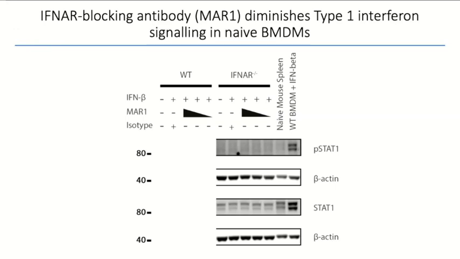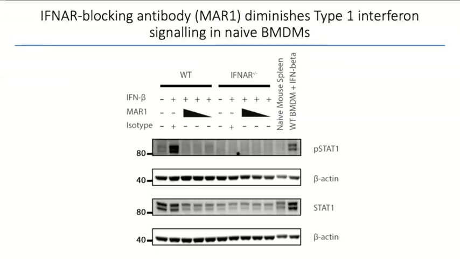If you focus on the lysates of IFNAR-deficient cells, you will see that there was no phosphorylation of STAT1 in response to interferon. This makes sense because these cells don't have a receptor that type 1 interferon can bind to. In contrast, wild-type cells treated with isotype control showed strong STAT1 phosphorylation, and this STAT1 phosphorylation could be almost entirely ameliorated by MAR1 treatment. This showed that MAR1 was able to block interferon signaling in my model.